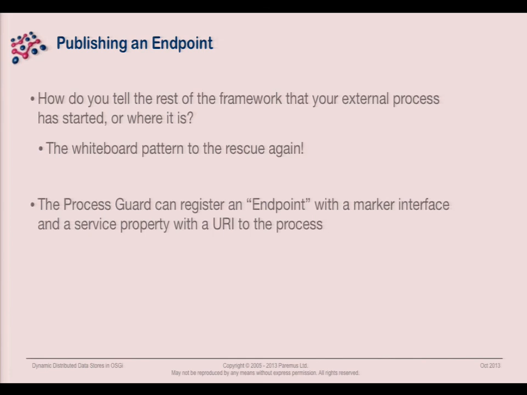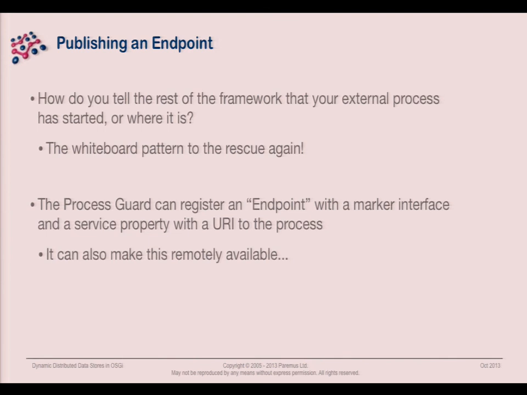Process guards just register an endpoint, which is a marker interface, and it says, here's a URI that represents some way of accessing my external process. For something like a database, it might be a JDBC URI. That also applies to something like Redis or Mongo or other data stores. But for a Java EE application that you've just deployed in Glassfish, it might be a URI for accessing the root of the application, some way of maybe accessing a REST service that it's providing, that you can then query and find out more about how you use the REST service. So a URI is quite generally useful, and it's just this service property that people can look at and use.